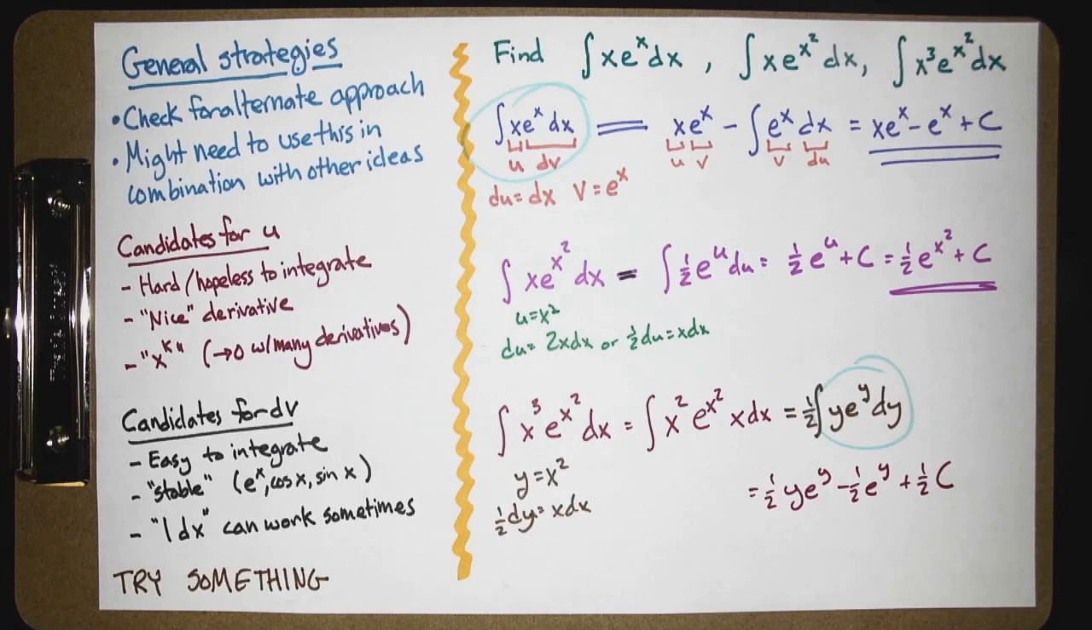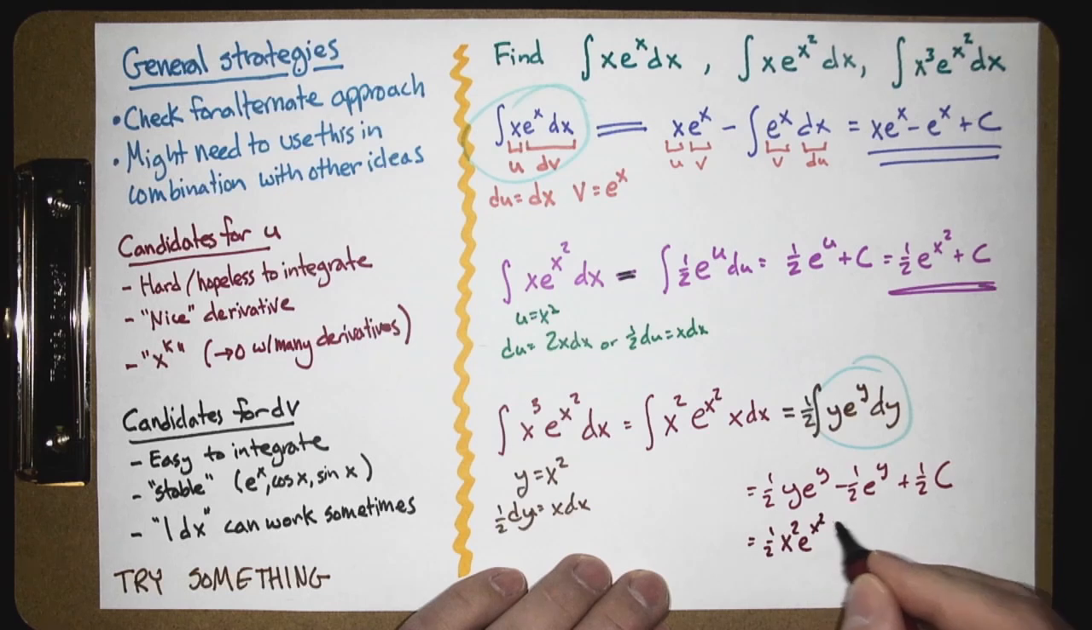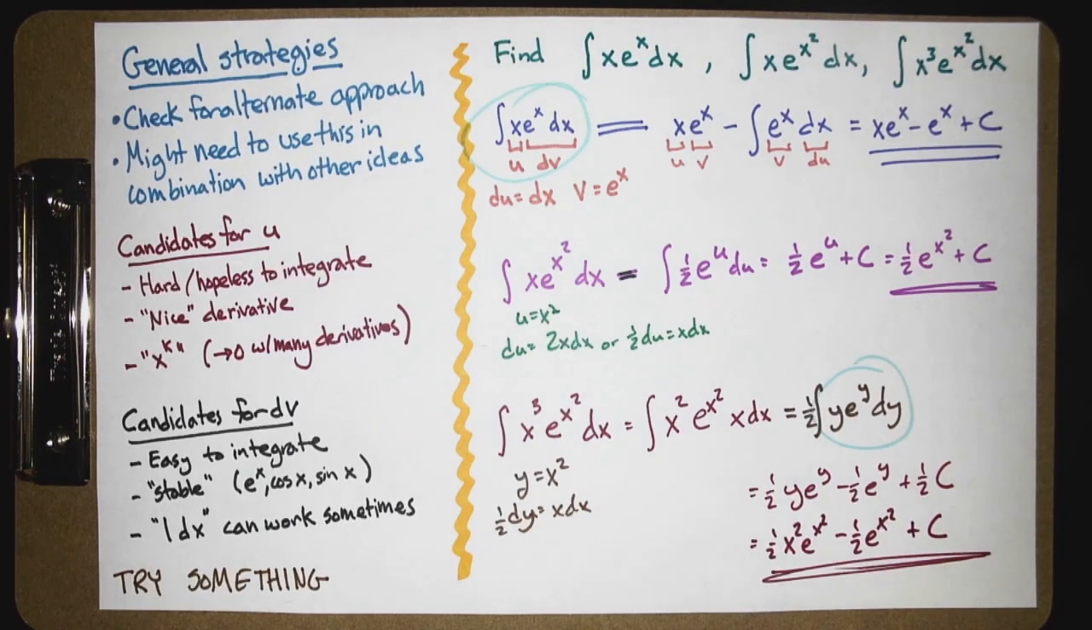Are we done? Got to get back. So everywhere we see a y, we put an x squared. So we get 1/2 x squared e to the x squared minus 1/2 e to the x squared. What about the 1/2 c? What can we do with that? Where did the 1/2 go? It got absorbed. C is a constant, and constants are sponges. They can absorb other constants, and two constants can combine together and make one new constant.